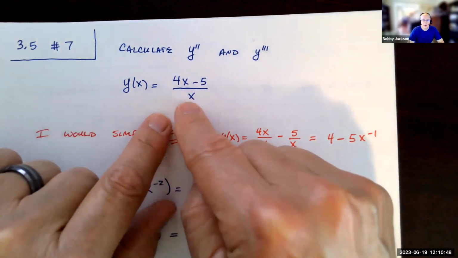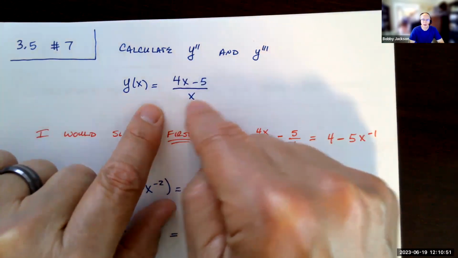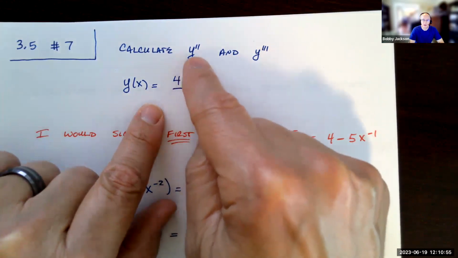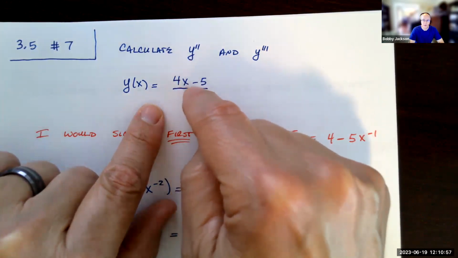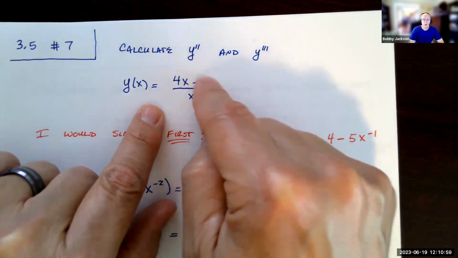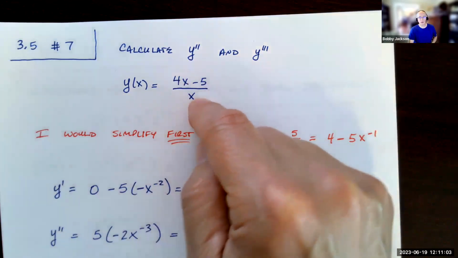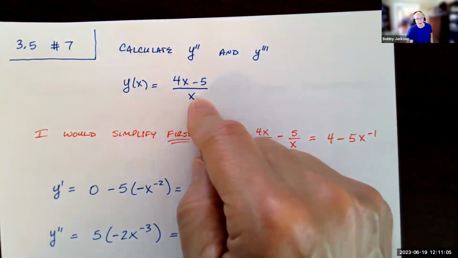Now, you could find the derivative by, notice this is a quotient, using the quotient rule. And then you'll need to use the derivative of that to find the second derivative and so on. But this can be simplified and we can avoid the quotient rule, which is in general a pretty good idea.